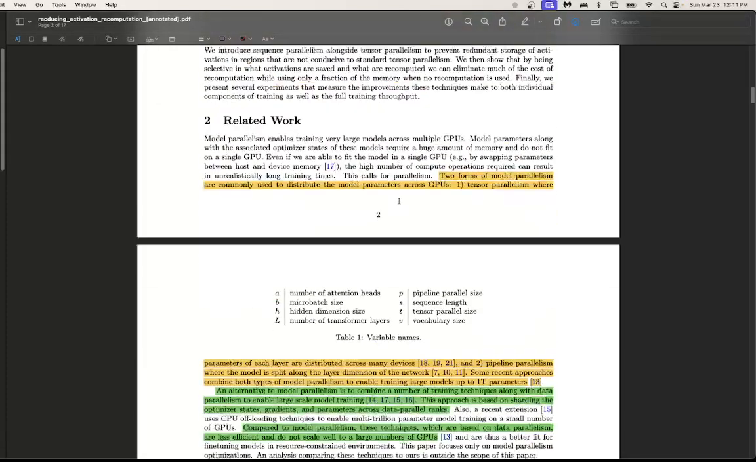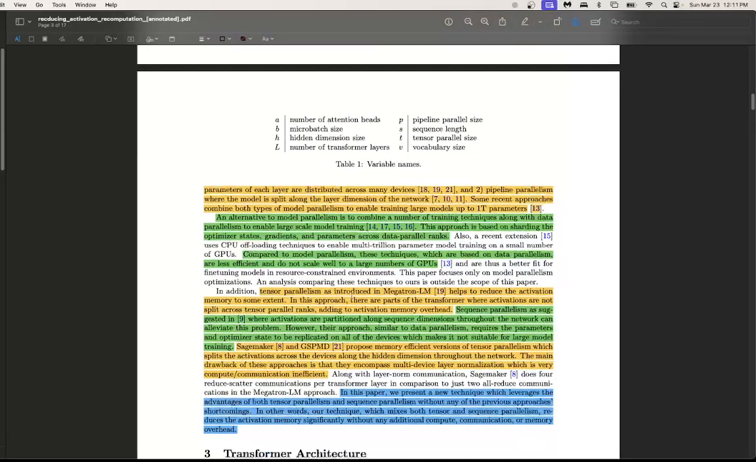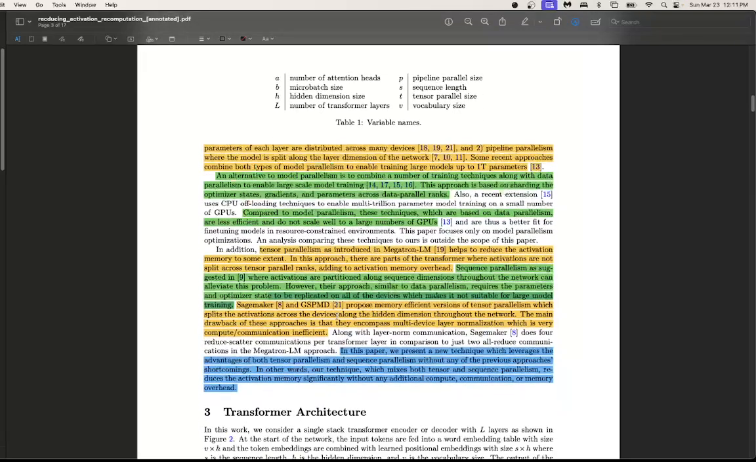What they say is that form of sequence parallelism, where the activations are partitioned along the sequence dimension, requires the parameters and optimizer states to be replicated on all the devices, which makes it not suitable for large model training. The activations will be partitioned, kind of like in tensor parallelism, but the parameters and optimizer state are not. So that's a limitation. Another limitation they don't mention is that some of the communication overhead is exposed, not fully overlapped with the computation, which limits the scalability as well.